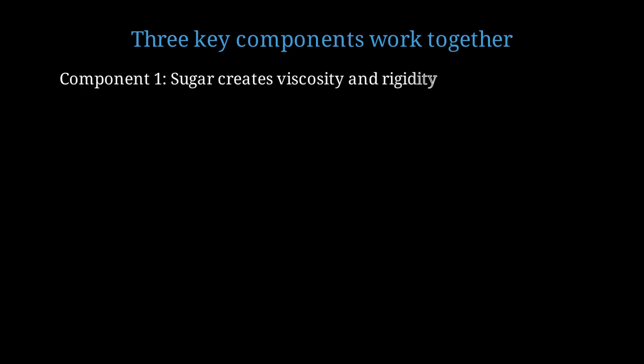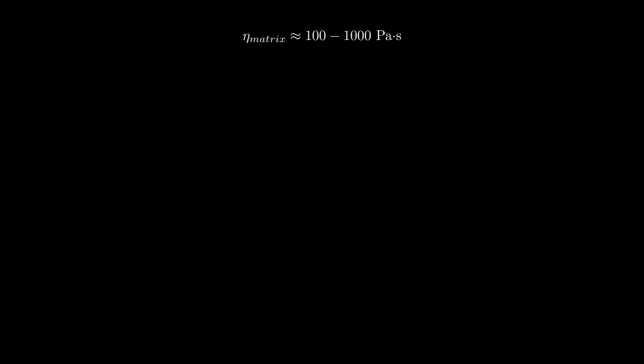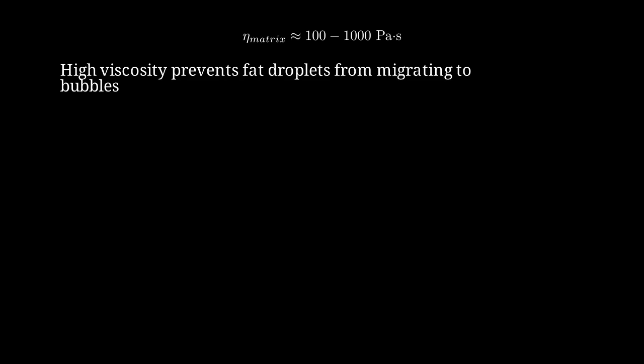There are three key components that work together to create this paradoxical stability. First, sugar. When you heat sugar with proteins, it creates a highly viscous continuous phase. This viscosity is crucial because it slows down all molecular motion. The viscosity of the sugar-protein matrix is approximately 100 to 1000 Pascal seconds. Compare this to water, which is only 0.001 Pascal seconds. This is extremely viscous. This high viscosity is critical. It prevents the fat droplets from migrating to the air-water interfaces, where they would normally cause damage. The fat is essentially immobilized within the matrix.